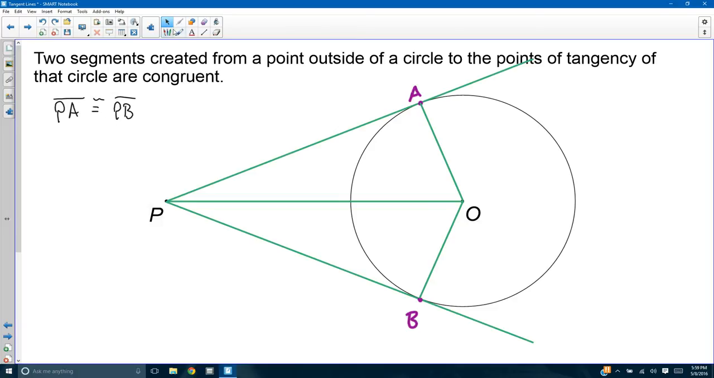And then let's go ahead and use CPCTC to say, therefore, these are true. First of all, all radii in a circle are congruent. So OA and OB are congruent. Remember, those are right angles. Second of all, the radii make right angles with their tangent lines.